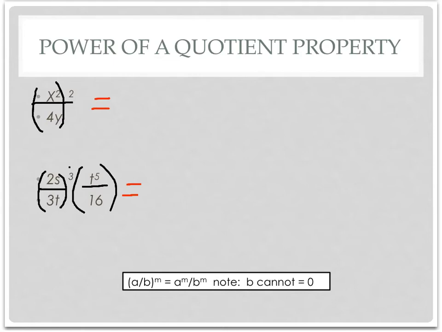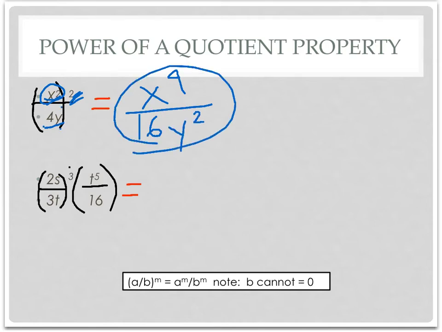Alright, welcome back. In this first problem, we're going to take this numerator and raise it to the 2nd power. So x squared squared becomes x to the 4th. All of that over 4y squared. So 4 squared is 16. Y to the 1st squared becomes y squared. So hopefully that's the answer that you got as well.